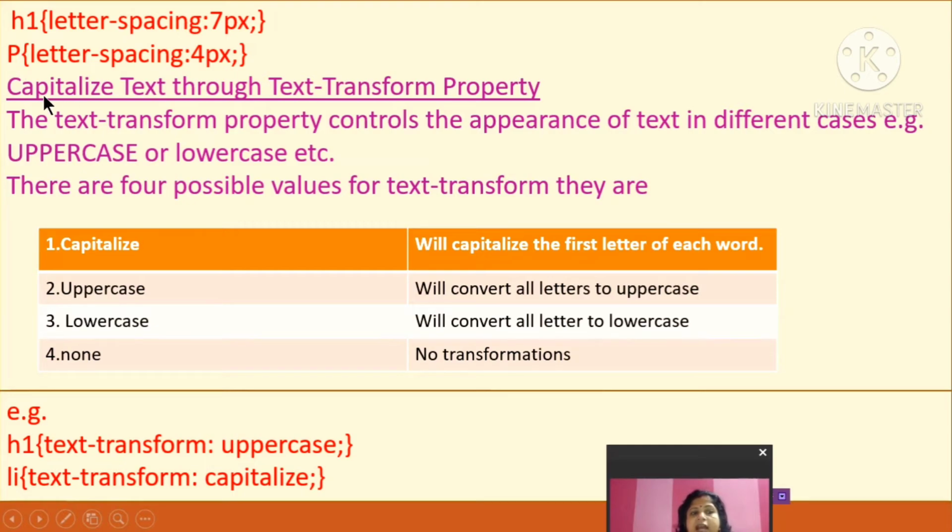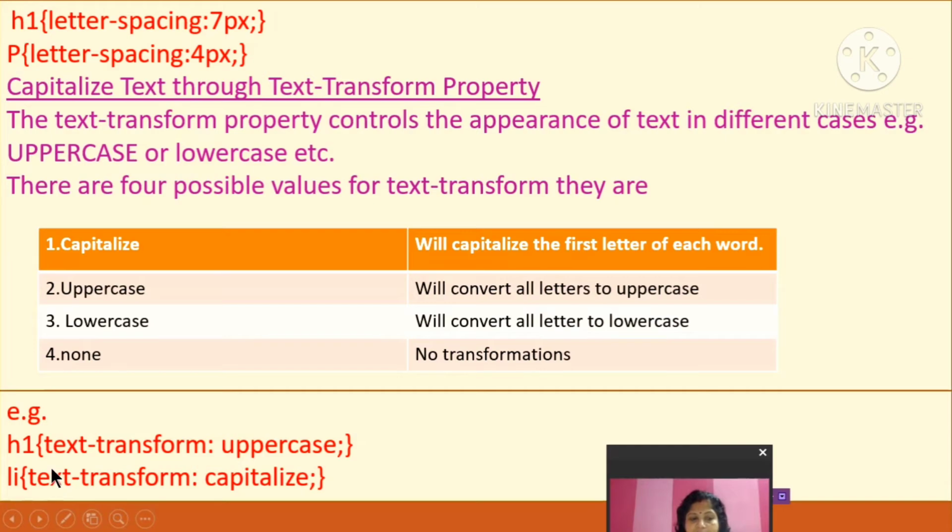Another one is capitalized text through the text transform property. The text transform property controls the appearance of text in different cases. How many cases are there? Lowercase means small letters, uppercase means capital letters, capitalize means sentence case, where the first letter will be capital. None means no transformation. As you have written in your web page HTML, that way it will appear.